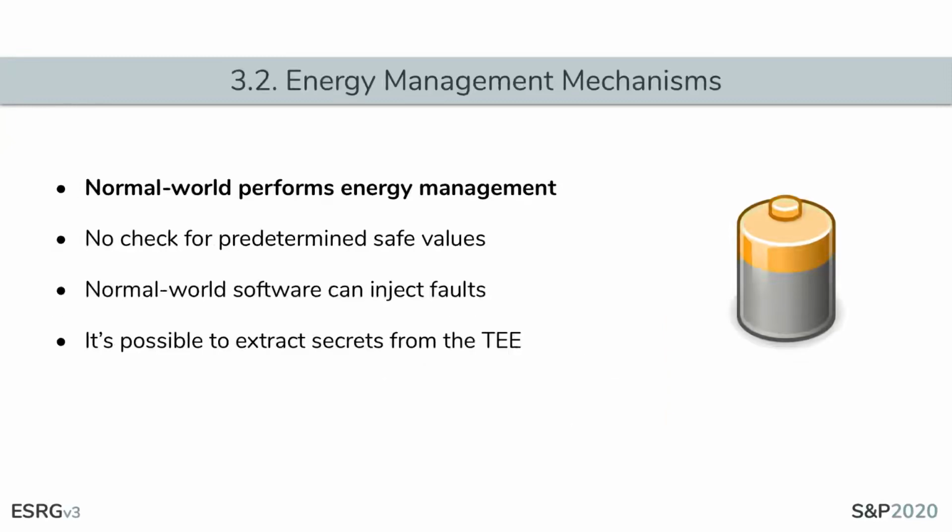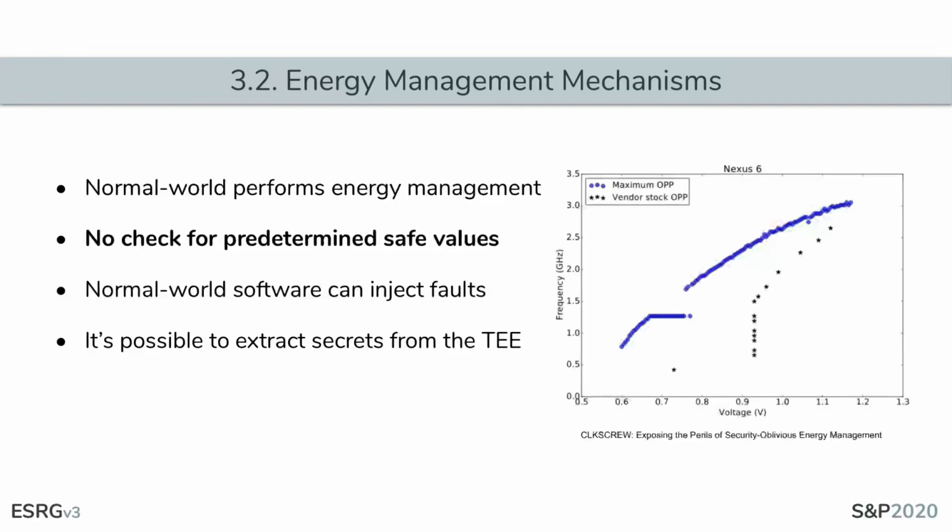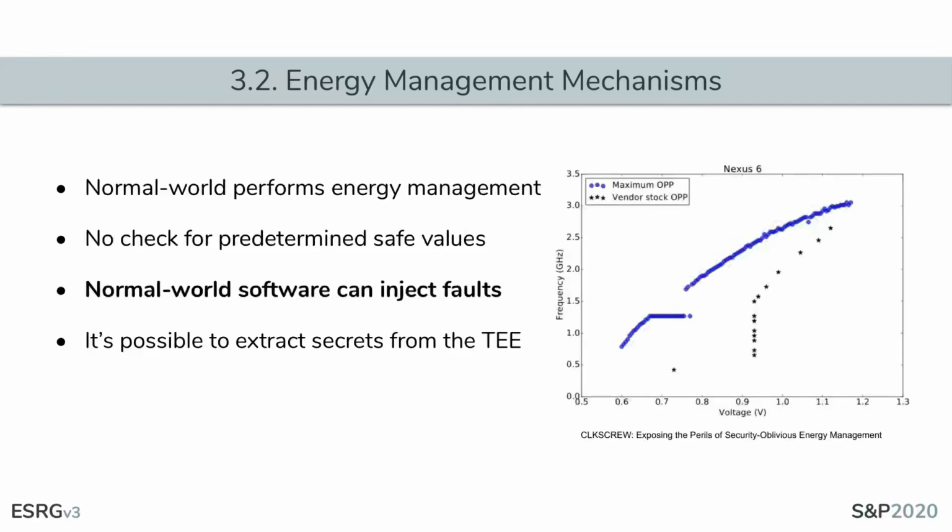Energy management mechanisms can be used as a means to break the normal world, secure world TrustZone isolation. Here, we reference the CLKscrew paper, but there's also a more recent work which came out after our paper was accepted, Plundervolt. In CLKscrew, the authors leverage the fact that normal world software is the one responsible for energy management. The normal world has access to the energy management hardware and can set voltage and frequency values. However, as you can see on the figure on the right, it's possible to go way above the recommended values.